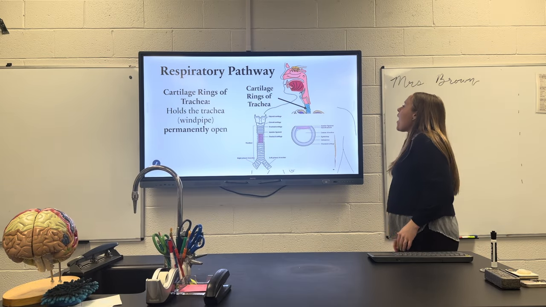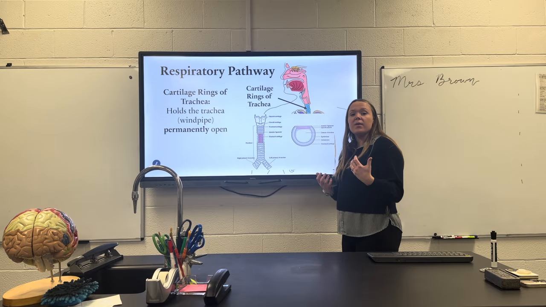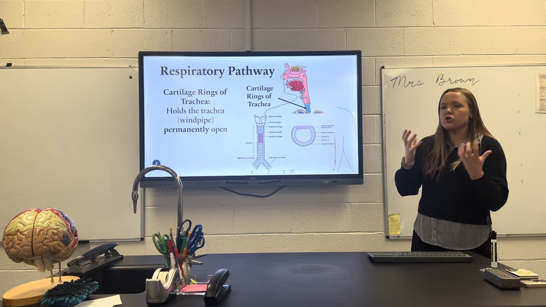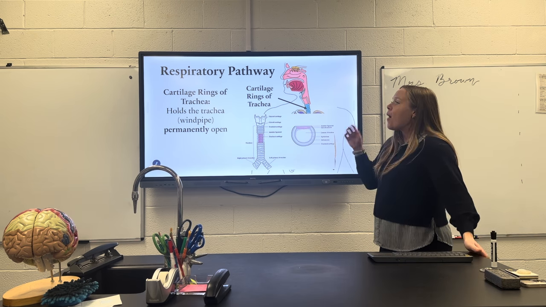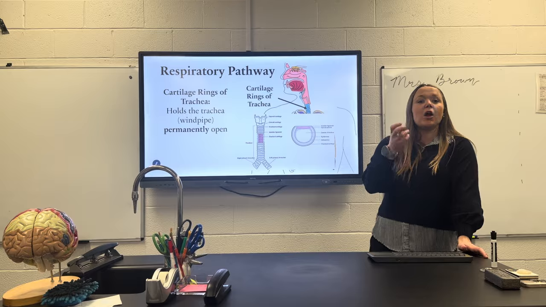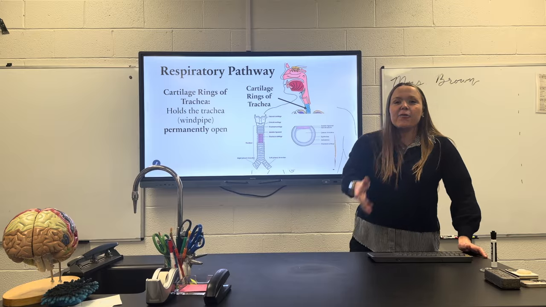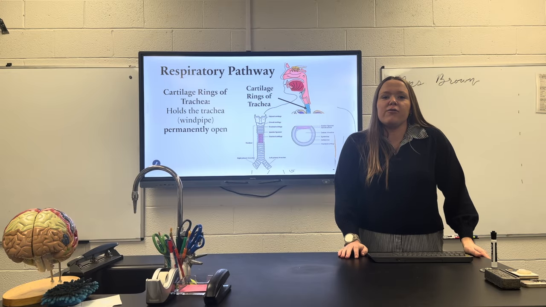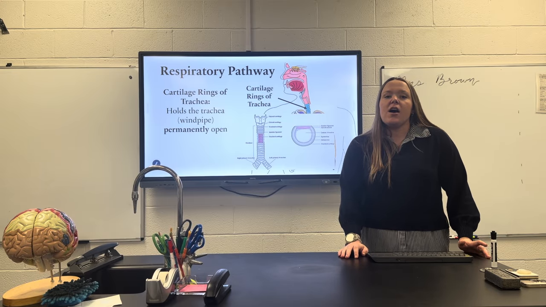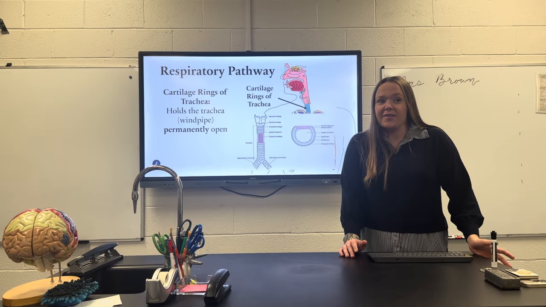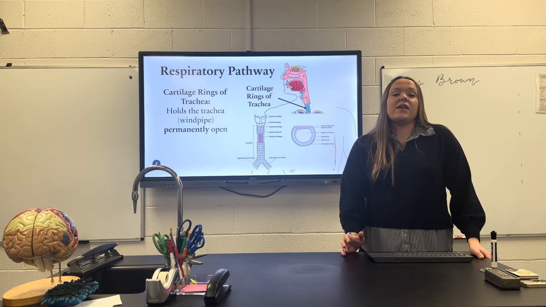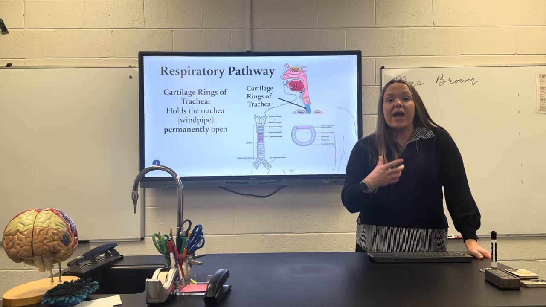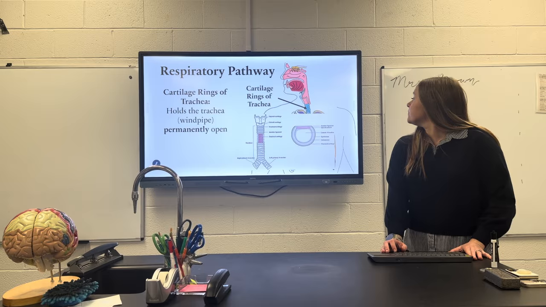Okay, now as we head down, we said the trachea is the windpipe. Something interesting about it is that there are cartilage rings surrounding the trachea. And what those cartilage rings are doing is permanently holding the trachea open. Because say we're lying down, we're asleep, we don't want it to fall flat like the esophagus could. Because this is our airway, we wouldn't be able to get air. So the trachea has these rings of cartilage to ensure that it's held open 24/7, no matter what.